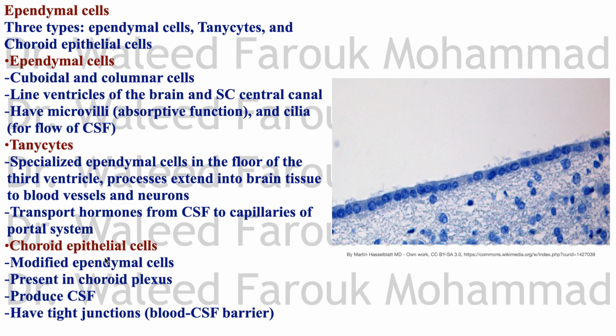Another type of ependymal cells is the choroid epithelial cells. They are modified ependymal cells present in the choroid plexus that is responsible for production of CSF, and have tight junctions because they form what is called the blood-CSF barrier. So remember, there is a blood-CSF barrier and there is a blood-brain barrier, okay?